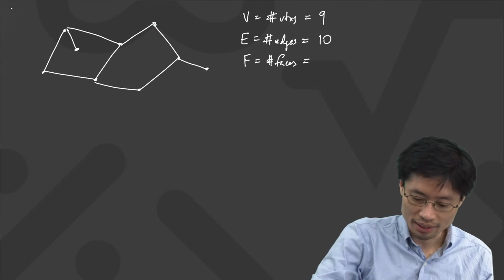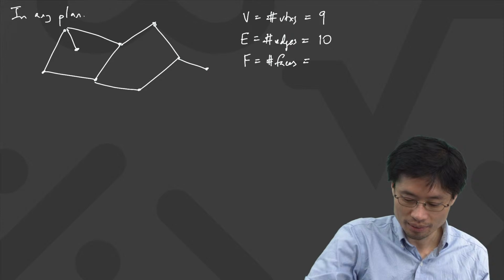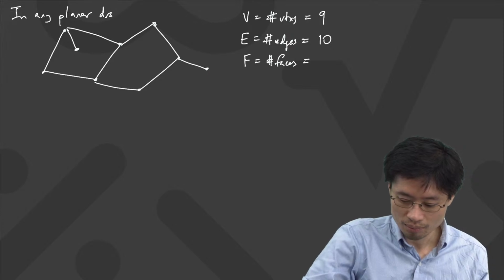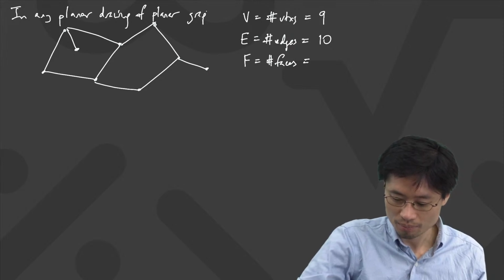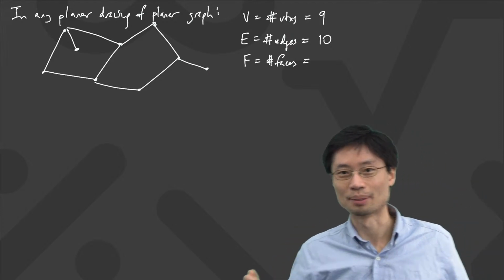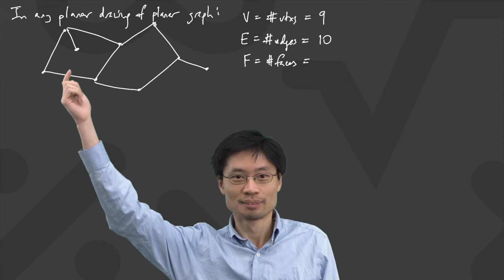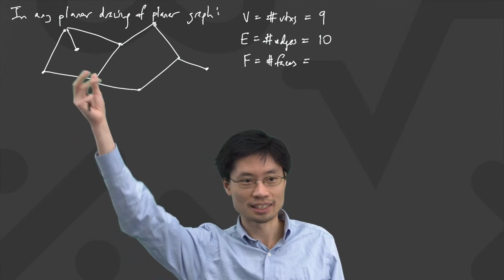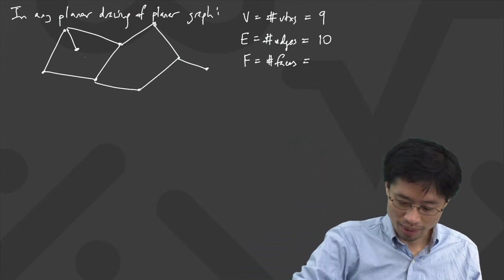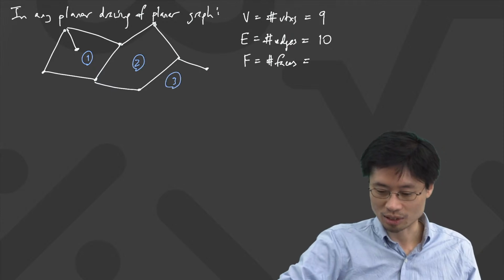And what I'm going to write here is in any planar drawing of a planar graph, something interesting is going to happen. How many faces are there here? Well, now here's where we need to define what a face is. Actually, in a planar graph, the number of faces is 1, because that's like the inside of something. You have like 1 face, 2 faces, and you always count the outside face as well, 3.